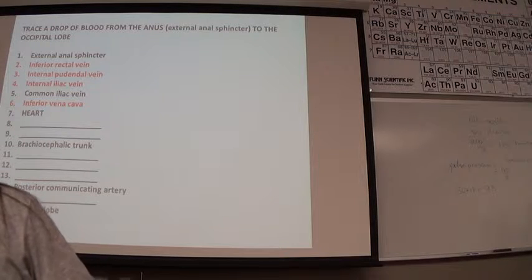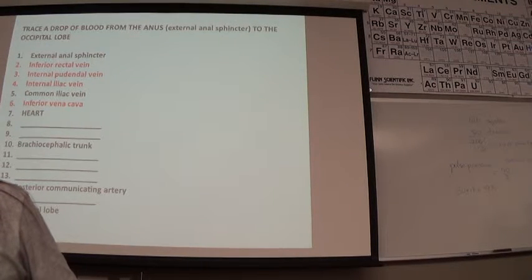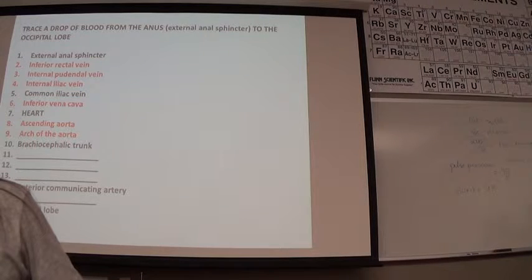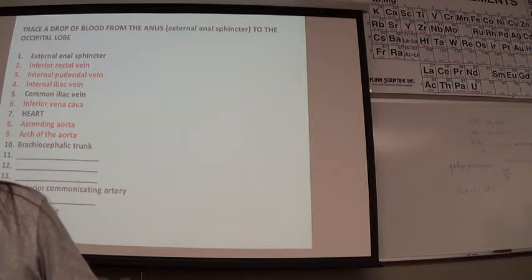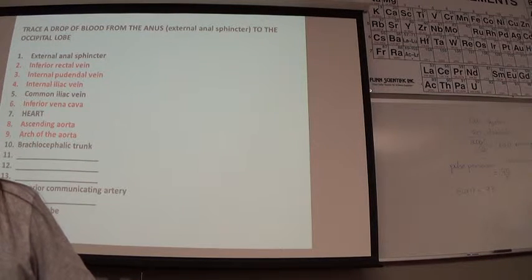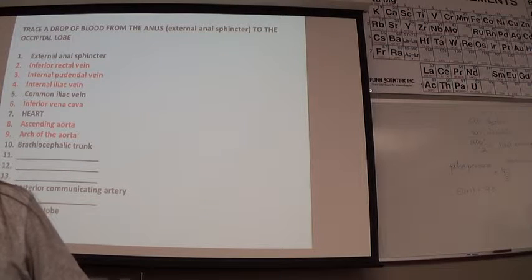So what's the first vessel that we are in leaving the heart? Ascending aorta, arch of the aorta. And we're going to the occipital lobe, so we're going to take the brachiocephalic trunk. Coming off the brachiocephalic trunk, we have a choice. We can go common carotid, or we could go subclavian.